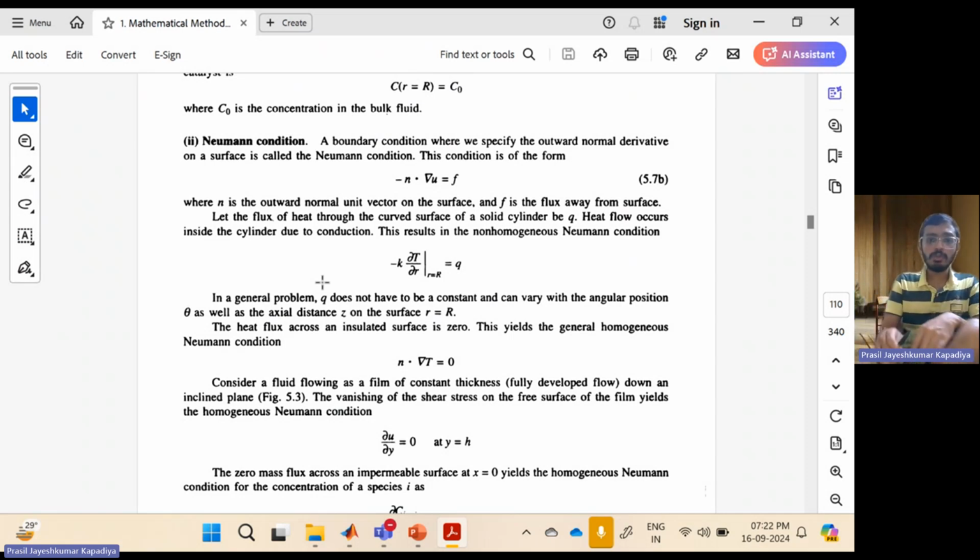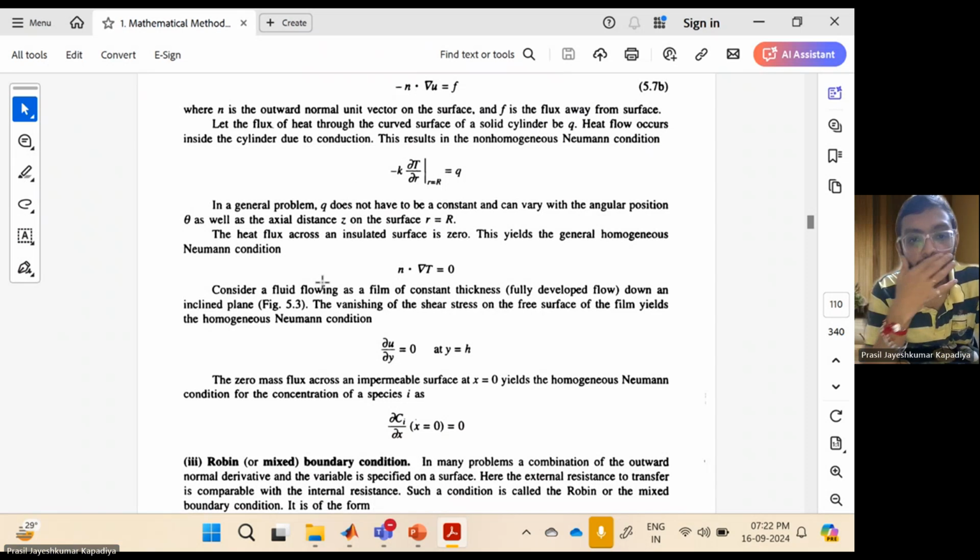In a general problem, Q does not have to be constant and can vary with the angular position theta as well as axis direction Z and surface R. The heat flux across an insulated surface is 0 because the surface is insulated, so there is no heat loss. In that case, we can write gradient of T is equal to 0, which is del T by del x equal to 0. This kind of condition is also called Neumann condition.